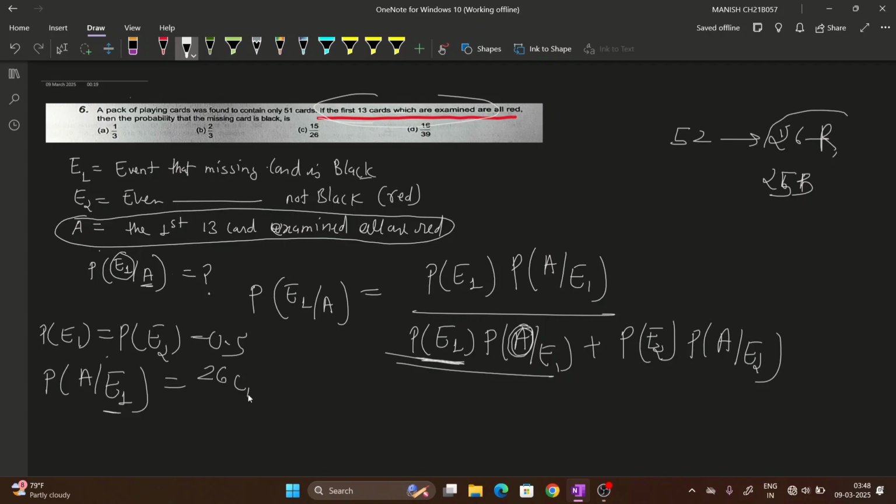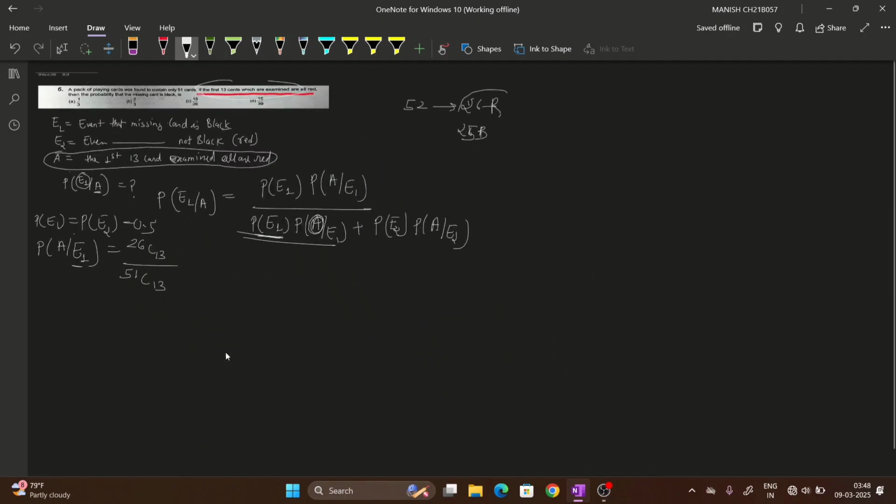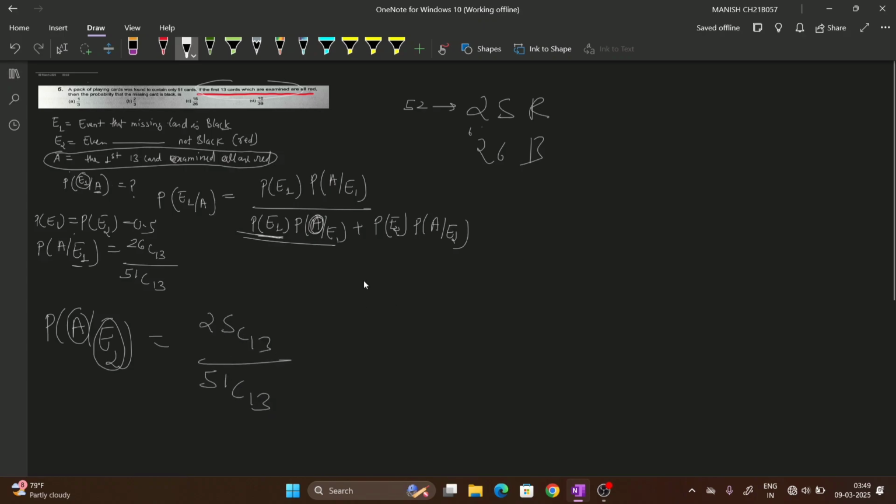26C13 upon 51C13, right? This is P(A given E1). Now P(A given E2). Now the missing card is red. Now you have to examine 13 red cards, so now you are having 25 red cards and 26 black cards. So 25C13 by 51C13.